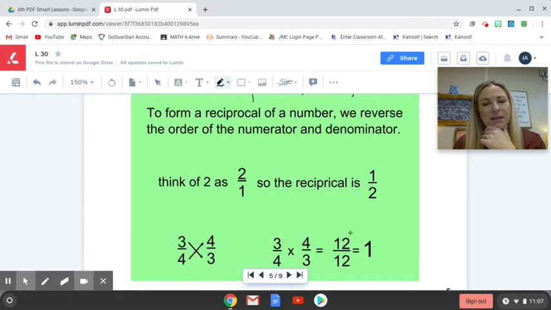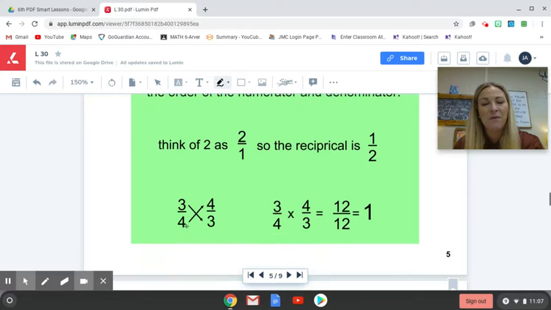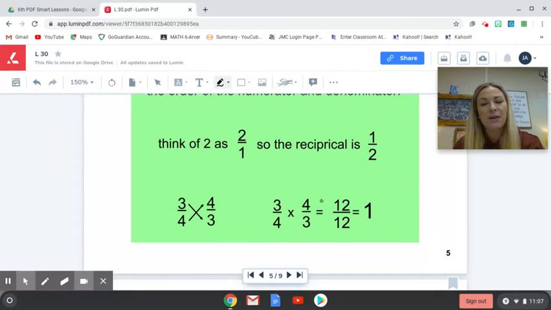This is just a little bit of notes explaining what I just said to you. Think about 2 as 2/1, so the reciprocal would be 1/2, just showing you that reciprocals are flips of a number. And if you multiply these out, for example, 3/4 times 4/3 would give you 12/12, which is the same thing as 1.